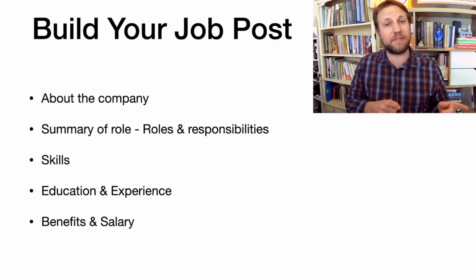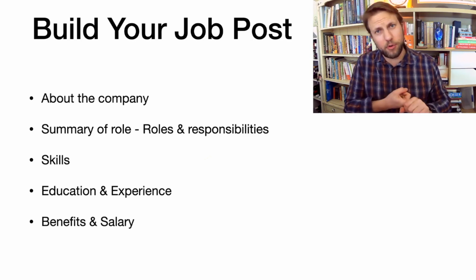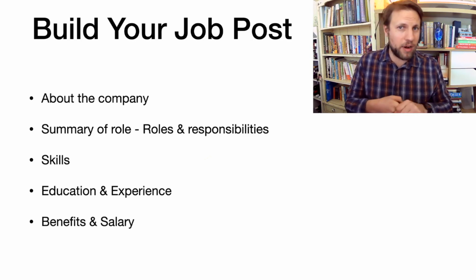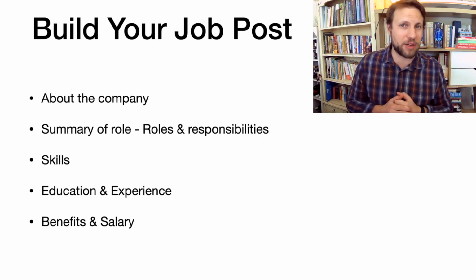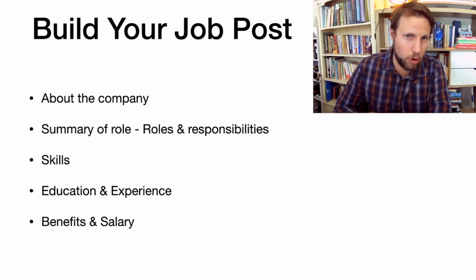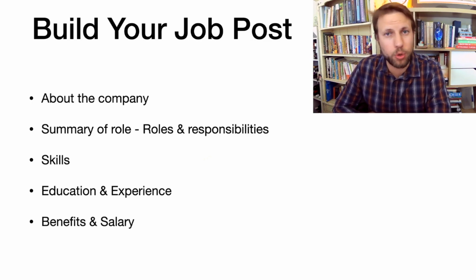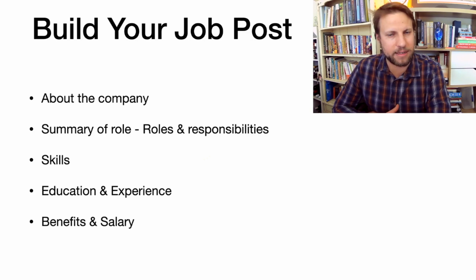Now, there are 5 different parts to a job description. I've got them listed out here. First of all, you want to tell people about your company. What is it that makes you cool? What does your product do for people? And essentially, why should anyone care about what it is that you do? Secondly, you want to talk about the role. So what are they actually going to be doing? What sort of tasks are they responsible for? Third is what sort of skills you're looking for from a marketer. Fourth is education and experience. And then finally, and this is optional, benefits and salary.